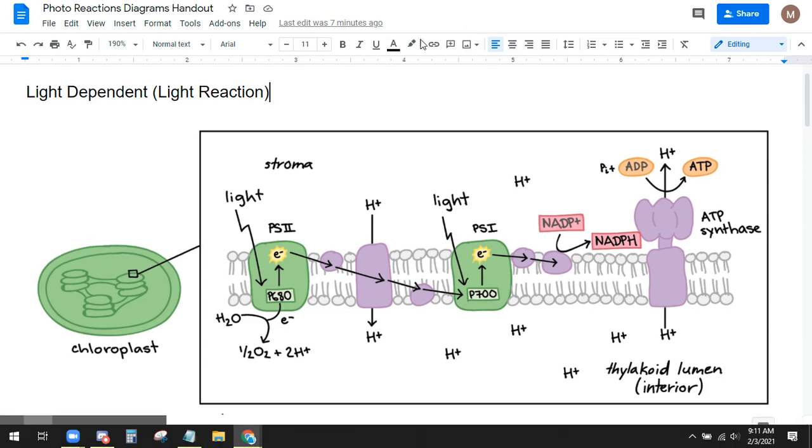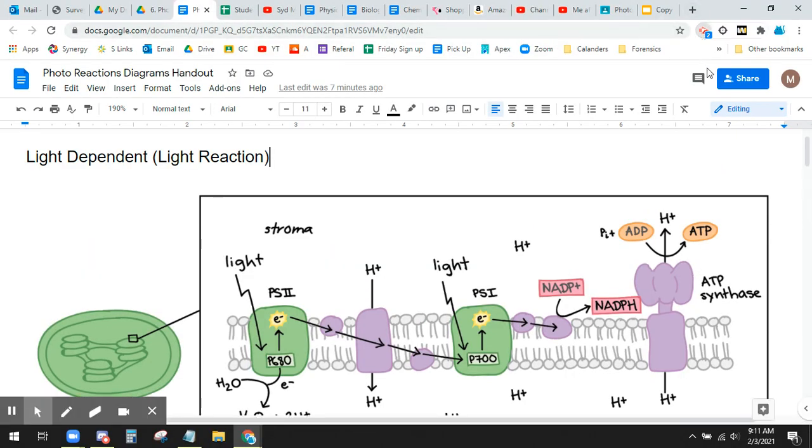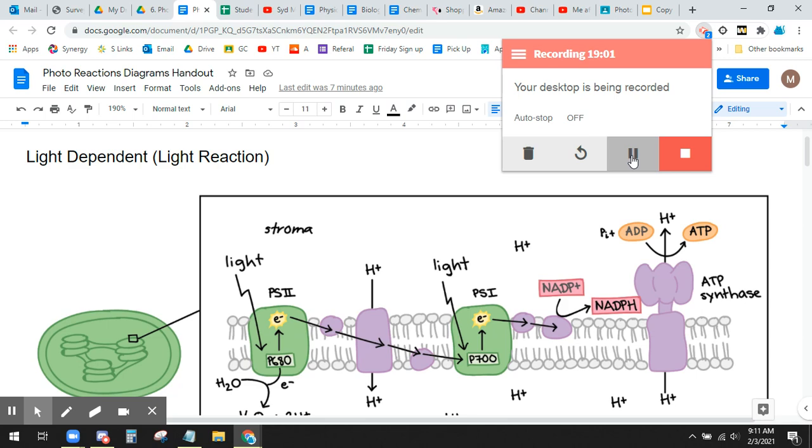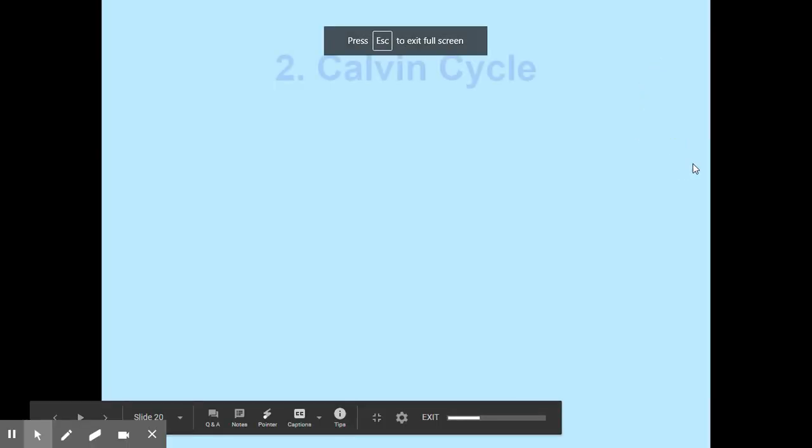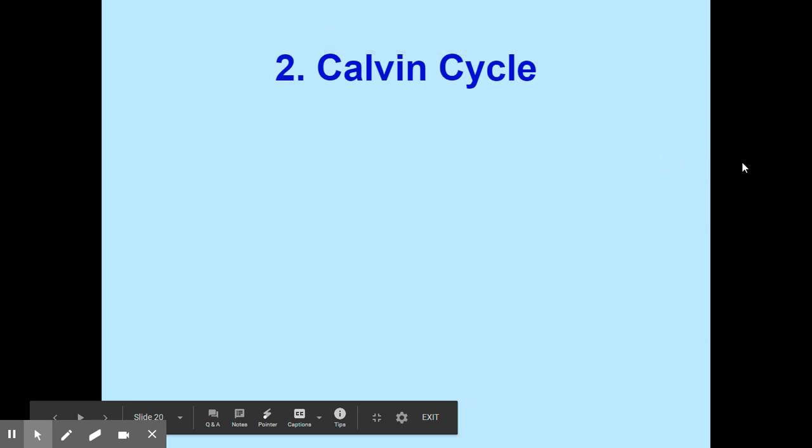I'm going to pause it and bring back my other stuff, and move on to the next reaction. All right, we're back. So that is what we just went through, the extent of the light dependent reaction, or the first part, the reaction that needs light. The second part, after we've gone through the whole mess of making the two types of energy we need, NADPH and ATP, then we move on to the Calvin cycle.